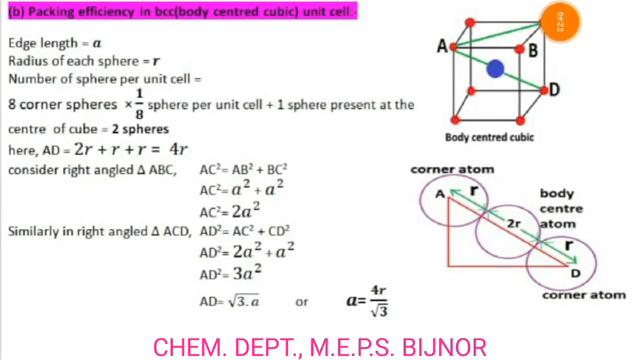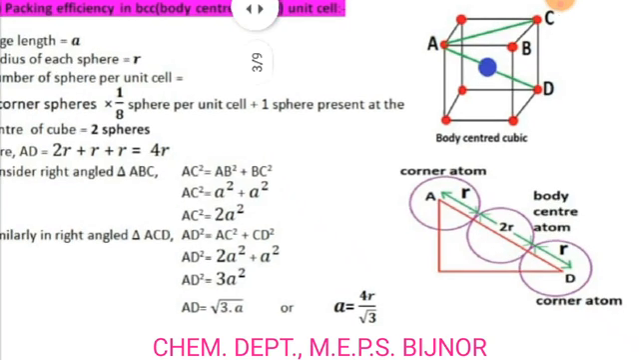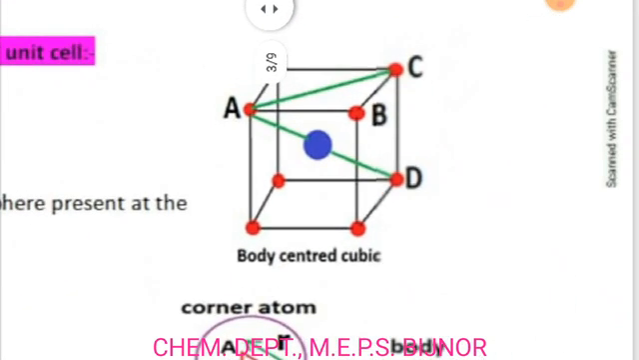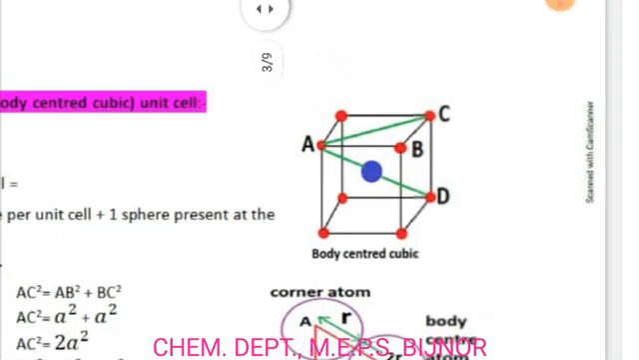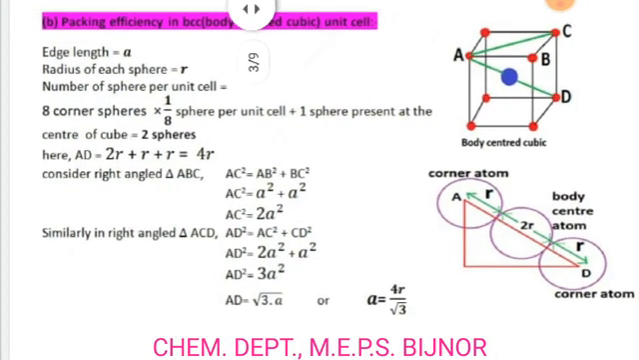The second point is packing efficiency in BCC, body centered cubic unit cell. The edge length is A and the radius of each sphere is R. The number of spheres per unit cell is 8 corner spheres multiplied by 1/8 sphere per unit cell, plus 1 sphere present at the center of the cube. They form 2 spheres. Students, there are 2 right angle triangles I have seen, ACD and ABC, so by these right angle triangles we can solve the further calculations.